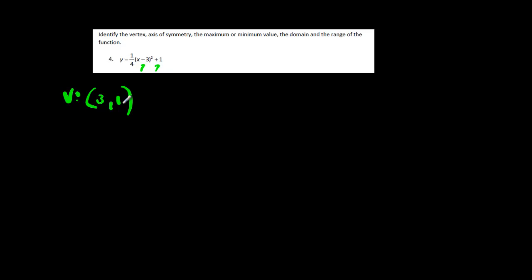If it was to the left, you would take the opposite of what you saw. So there's your vertex. The next thing is going to be, what is the axis of symmetry? In your notes, you should have the axis of symmetry equaling an equation. The equation is always going to be x equals the x value of the vertex. Because if you want to think about it, let's just take a little graph here.